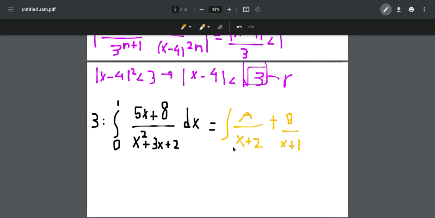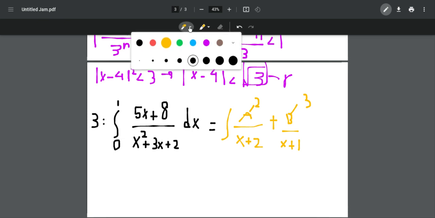Now I'm going to use the cover-up method. I'm going to set x plus 2 equal to 0. We get x equal to negative 2. Now I'm going to evaluate the rest at negative 2. Negative 2 times 5 is negative 10, negative 10 plus 8 is negative 2, and then negative 2 over negative 2 plus 1 gives 2. So A is equal to 2. Same thing for the second part: set x plus 1 equal to 0. We get x is equal to negative 1. Negative 1 plus 2 is 1, and 5 times negative 1 is negative 5, plus 8 is 3. And then 3 over 1 is just 3, so B is 3.